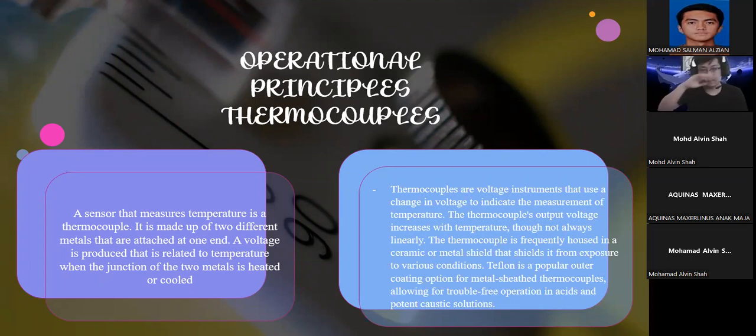So we have moved on to another device selected for our group, which is a thermocouple. Here are the operational principles of it. A thermocouple is a sensor that measures temperature, and it is made out of two different metals that are attached at one end of each. Voltage that is related to the temperature will be produced when the junction of the two metals is heated or cooled. Thermocouples are also voltage instruments that change in voltage to indicate the measurement of temperature. The output voltage increases with temperature, though not always linearly.